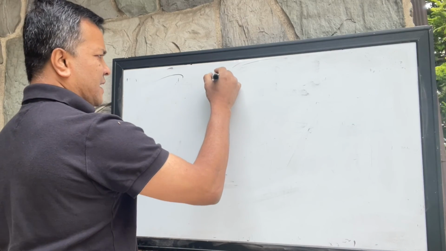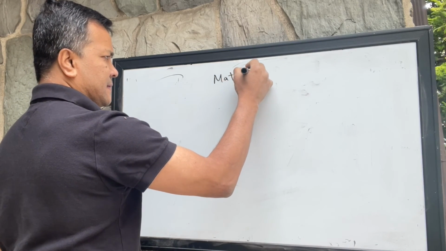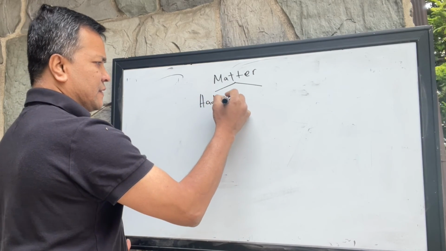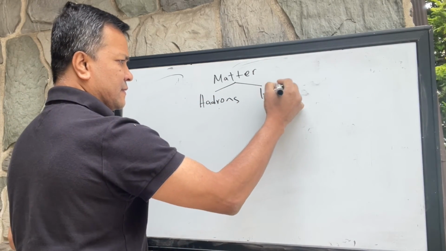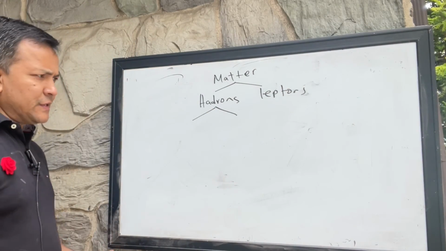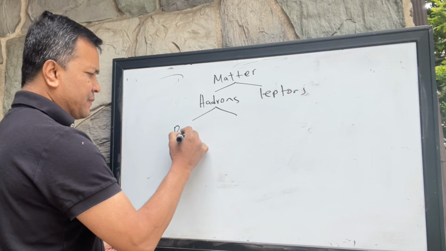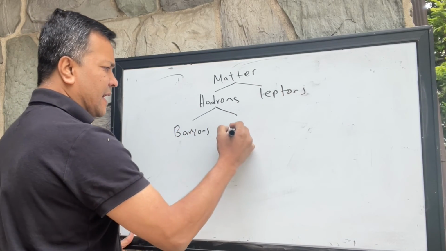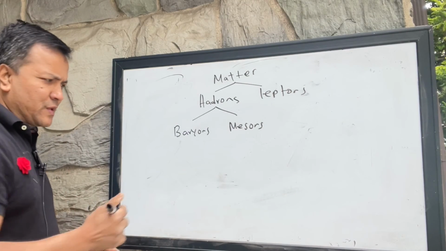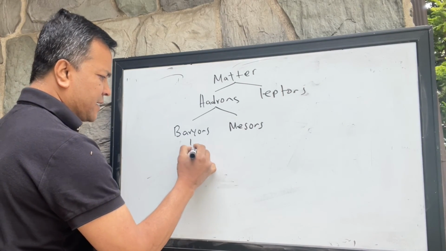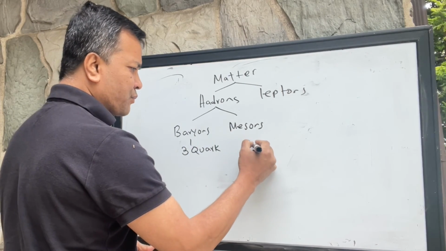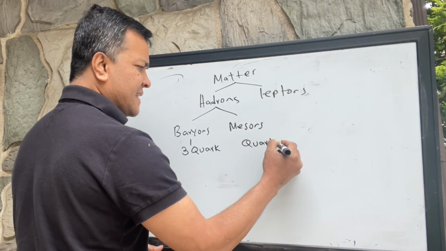And matter, what do we get? We get hadrons and leptons. And when we break hadrons, what do we get? We get baryons and mesons. When we break baryons, what do we get? We get 3 quarks, and we get quark and anti-quark.